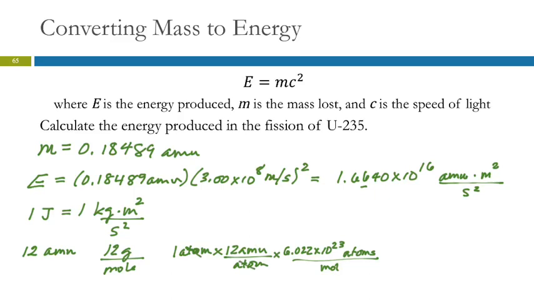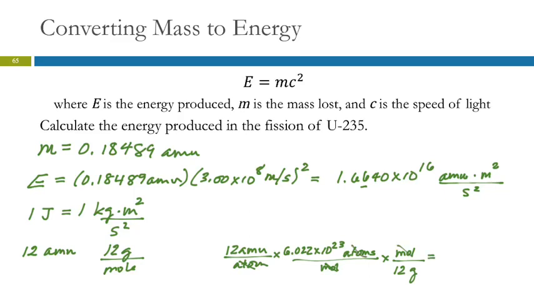Oops, don't cross that off. What did I do? I think I didn't want this up here. Yeah, so 12 atomic mass units per atom, that many atoms per mole, and looking at carbon-12, 12 grams per mole. Yeah, those cancel. There we go.